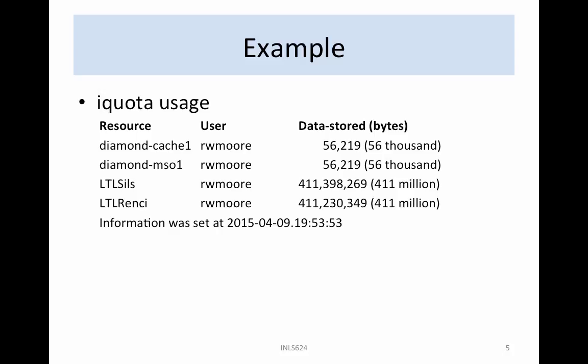In the case of a lifetime library, there are multiple resources. Diamond Cache 1 and Diamond MSO are used for workflow structured objects. LTL Sils is a Unix file system for storing data at Sils. LTL Rensi is a Unix file system for storing data at the Renaissance Computing Institute. The return information details usage by storage system. Note that Diamond MSO1 is used for workflow structured objects.